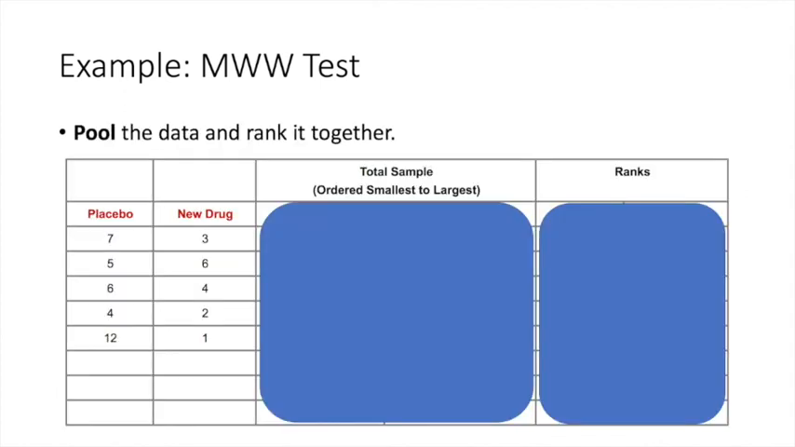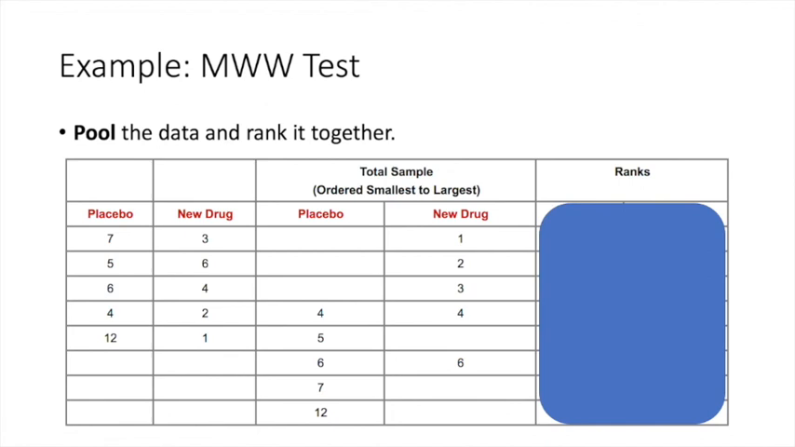So we pool the data together and order it from smallest to largest in separate columns. So 1, 2, 3, and 4 from the new drug appear in the lowest 4 places. Placebo also produces a value 4, so that is placed in the same row but in another column. This way we complete the ordering. Pause the video if you want to and verify it for yourself.